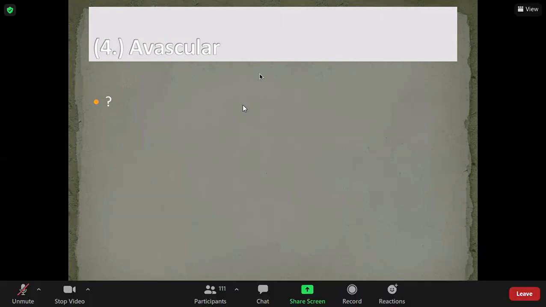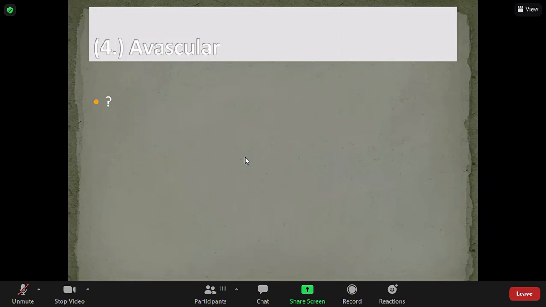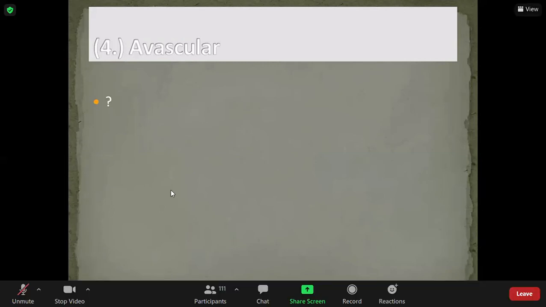Anyone? Please raise your hand. No vessel. Any other definition? No blood supply. Yeah, A means without. Okay, avascular is without blood vessels or without blood supply.